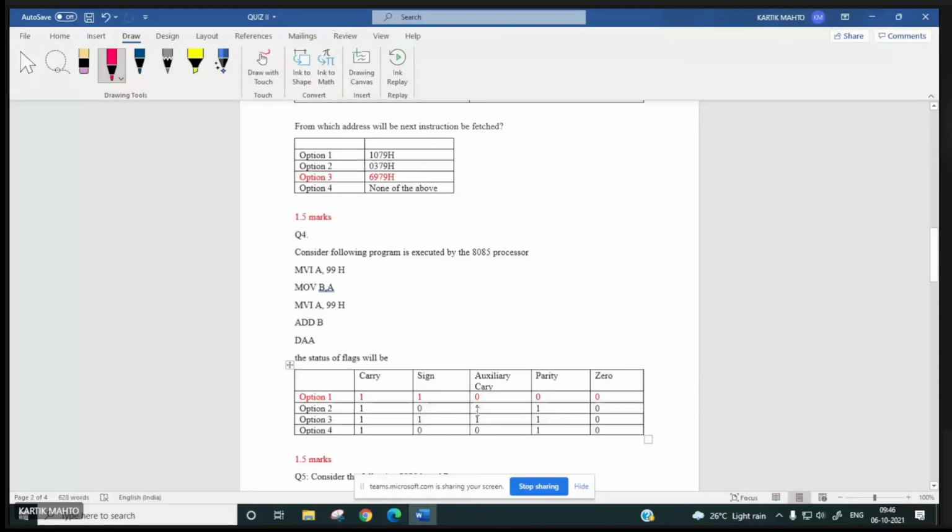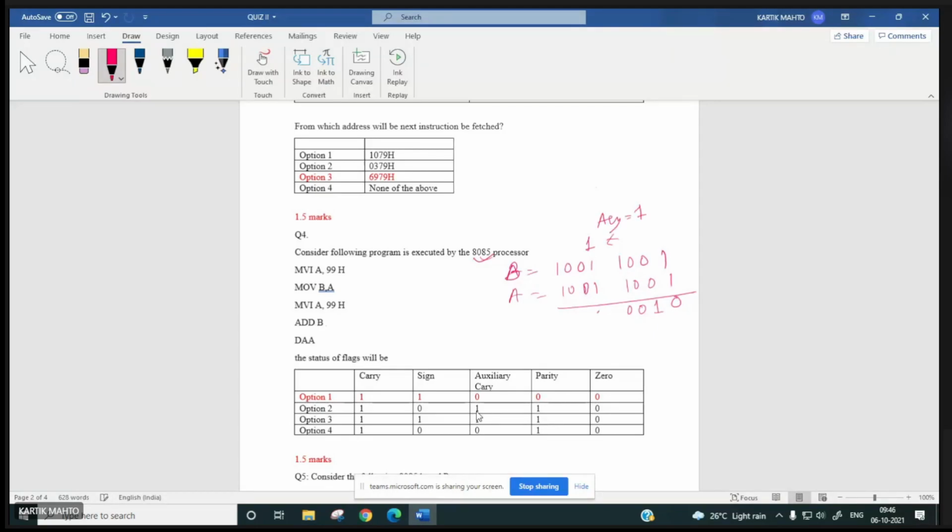Okay, next, consider the following program executed by 8085 processor. Right, so A will be equal to 99. Then it is moved to B. Then MVI A, 99. So A is also 1001, 1001, and both are added. So this will be 0, this will be 0, this will be 1, this will be 0, this will be 0, and 1 will come over here. So auxiliary carry is set.